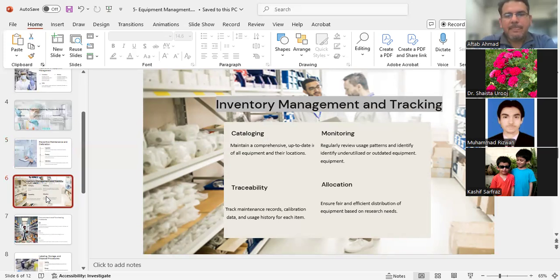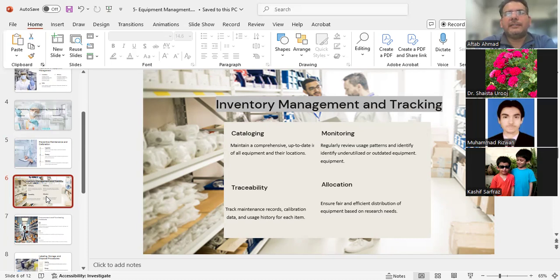And then comes the inventory management and tracking. Inventory management is very, very important for all of your laboratories. You also have to get the equipment as well as all the other related stuff for your laboratory, like all the disposables and other things. So for equipment, the most important thing is cataloging. In your laboratory, you should have a proper catalog. So for this, we have to maintain a comprehensive, up-to-date catalog of equipment and their location inside the laboratory.